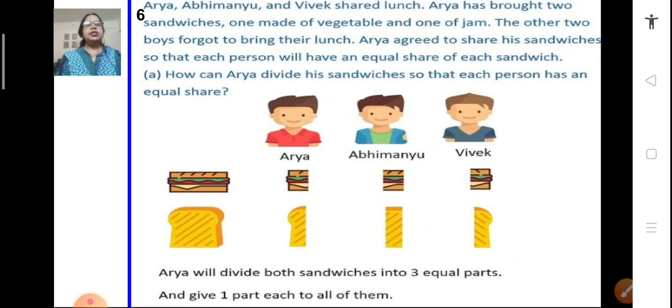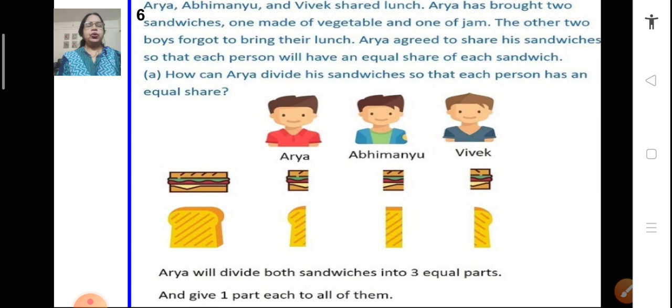Question number 6 we have taken. Arya, Abhimanyu and Vivek shared the lunch. Arya has brought 2 sandwiches, one made of vegetables and one of jam. The other 2 boys forgot to bring their lunch. Arya agreed to share his sandwiches so that each person will have an equal share of each sandwich. So there are 3 children and 2 sandwiches and they have to be divided equally among these 3 children.